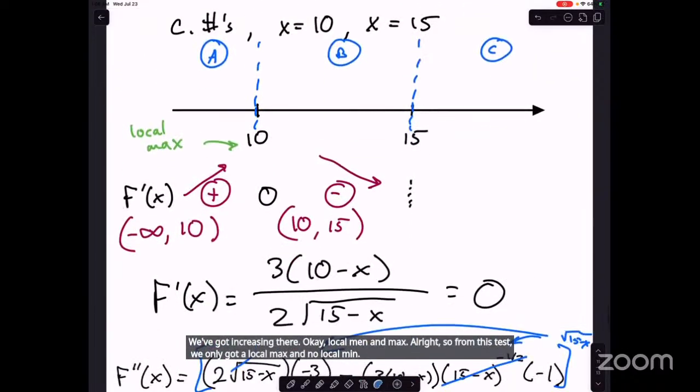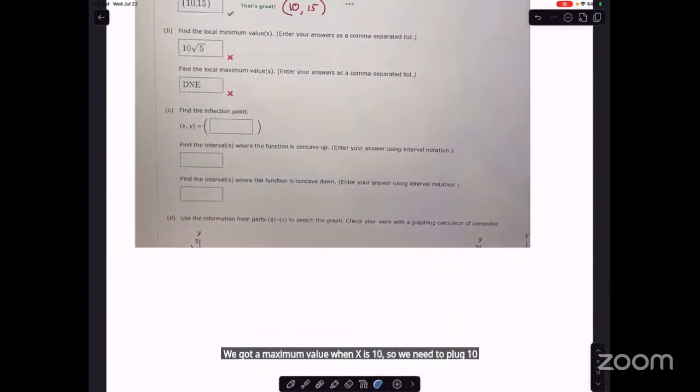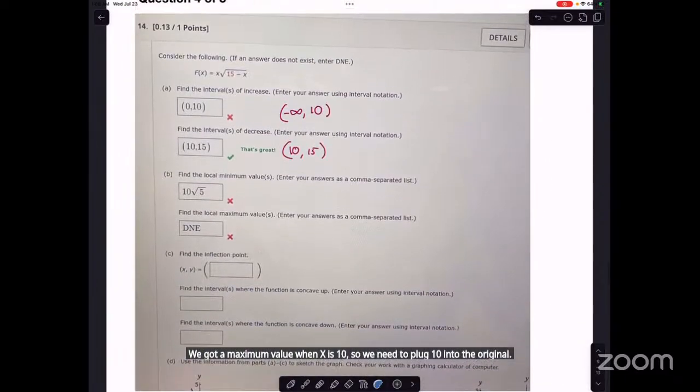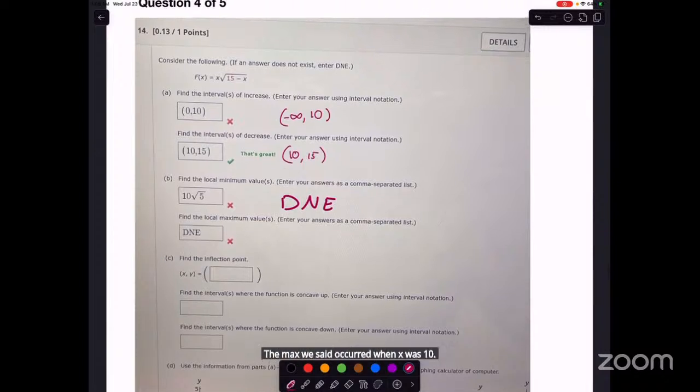We got a maximum value when x is 10, so we need to plug 10 into the original. So here we got no local minimum, so here we got does not exist. The max we said occurred when x was 10.